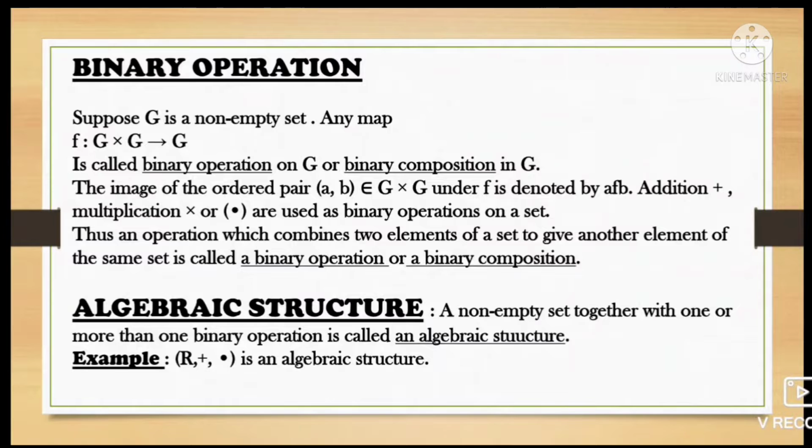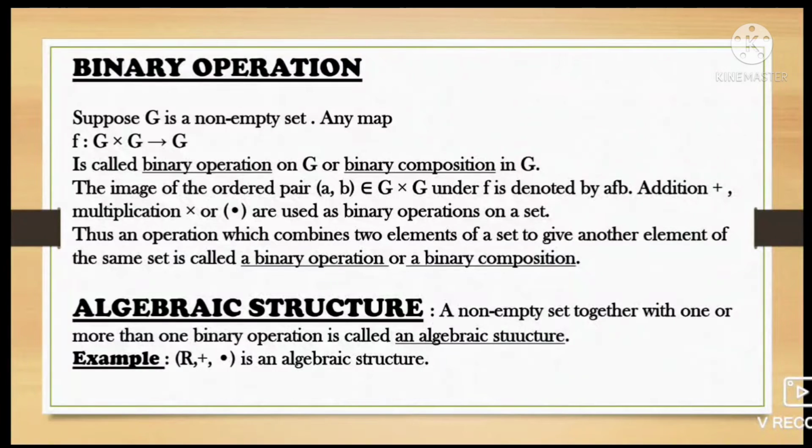For binary operations, we suppose a non-empty set G. Consider a mapping F such that G cross G gives G. Thus an operation which combines two elements of a set to give another element of the same set is called a binary operation or a binary composition. Addition, multiplication or a dot are used as binary operations on a set.